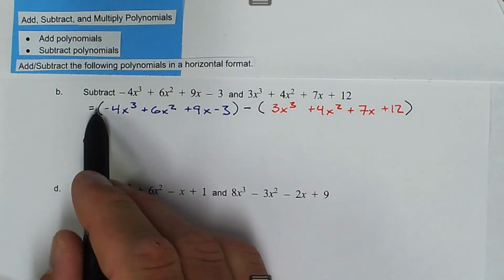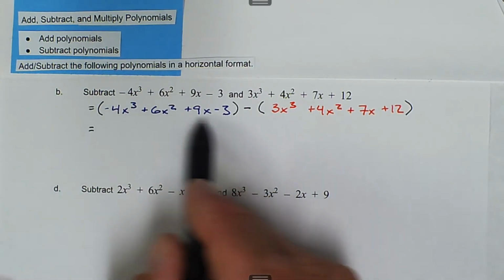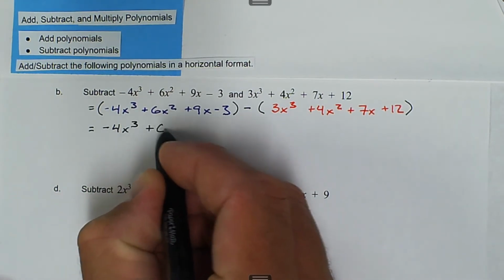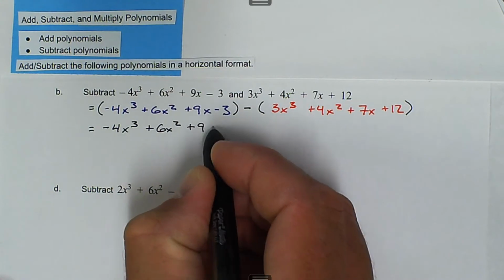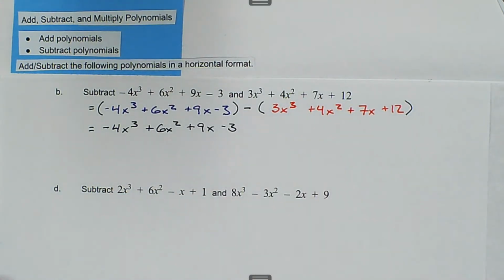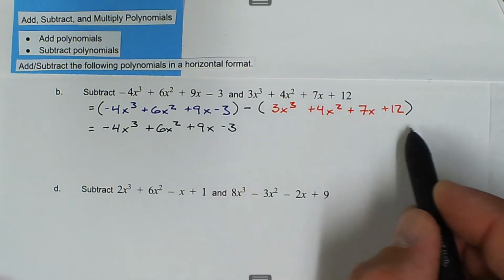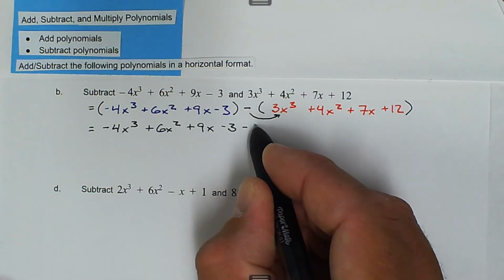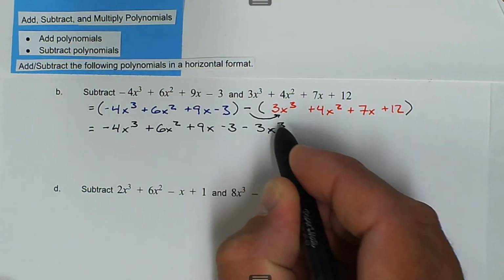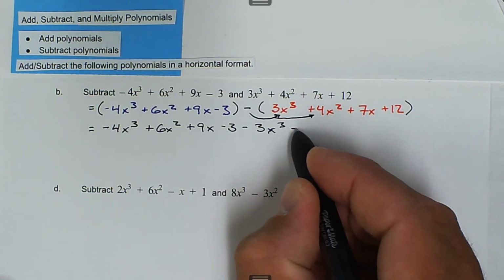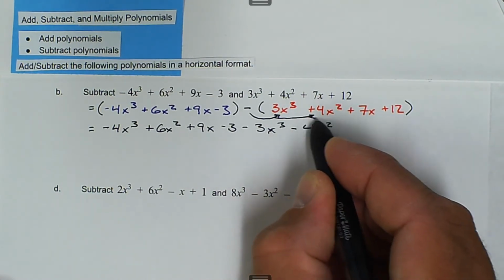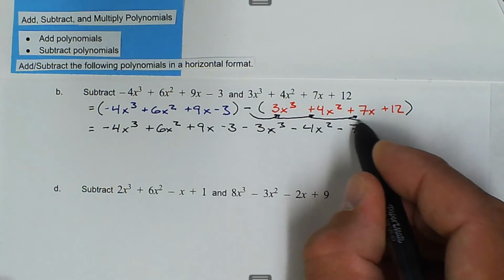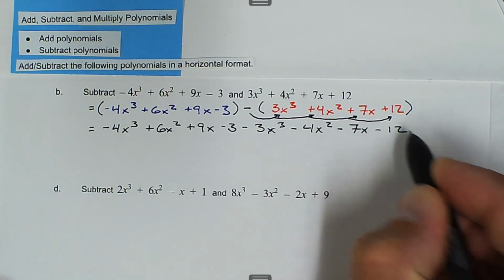There's nothing to multiply to this first polynomial, so we can just write down what is existing: negative 4x cubed plus 6x squared plus 9x minus 3. And then we can distribute this negative to each term in the polynomial. A negative times a positive changes the sign, so negative 3x cubed. Negative times a positive becomes negative 4x squared. Negative times a positive becomes negative 7x. And negative times a positive becomes negative 12.